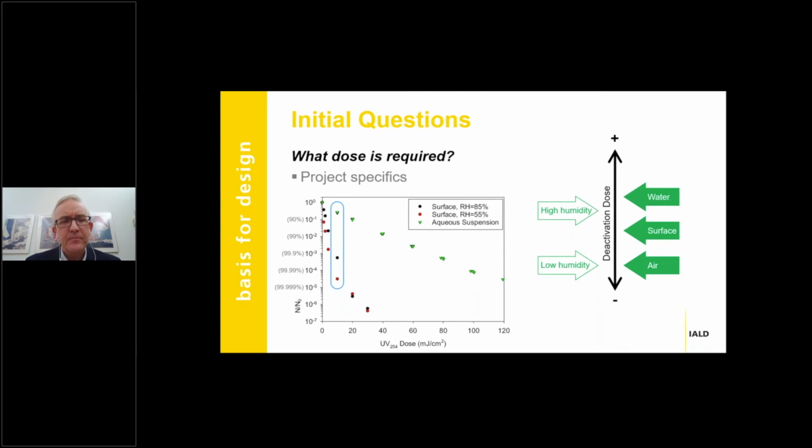For example, here's a plot showing the dose response of surface-borne MS2 virus at 55% relative humidity, 85% relative humidity, and in water. Looking at the data points I've circled, we can see that a 10 millijoule per square centimeter dose of 254 nanometer UV will deactivate nearly 99.999% of the virus on surfaces at 55% relative humidity, but less than 99.99% at 85% relative humidity, and less than 90% of the virus when it's in water.